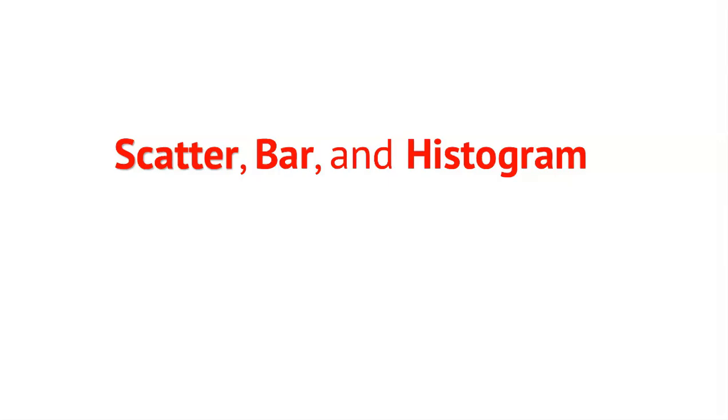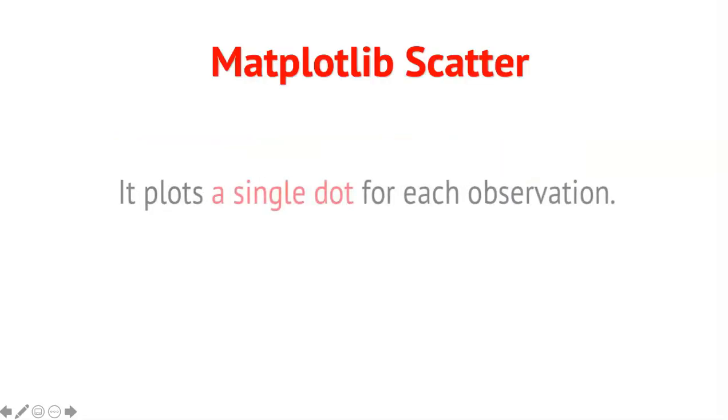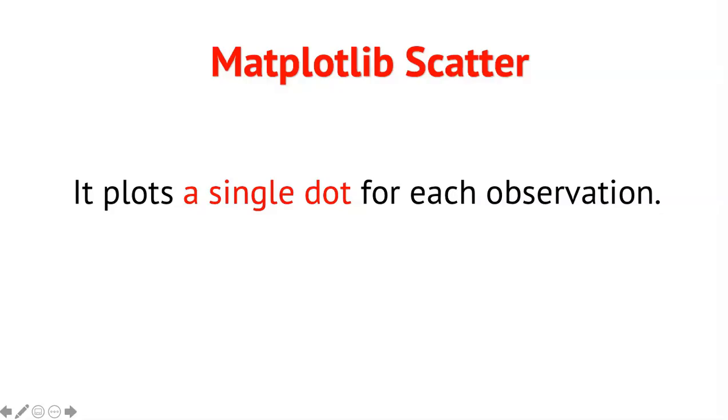In this lecture, we will learn programs for scatter, bar, and histogram. But first, let's have a look into the definition of scatter, bar, and histogram. First, see scatter. Scatter plots a single dot for each observation. So what does it mean? Let's understand it through a scatter plot.